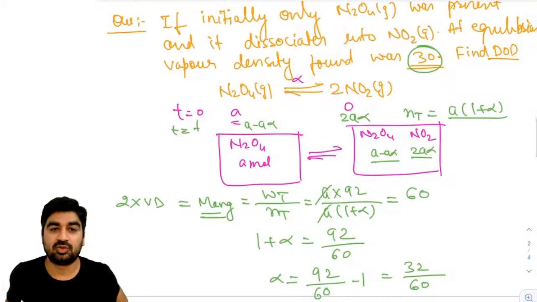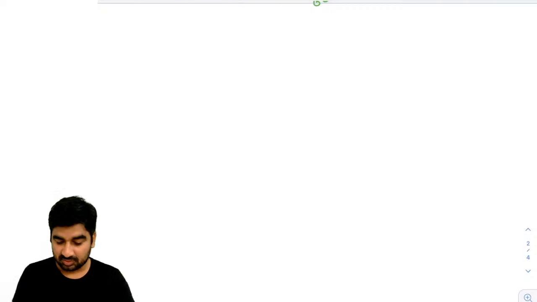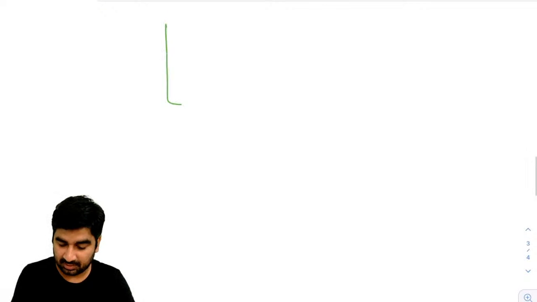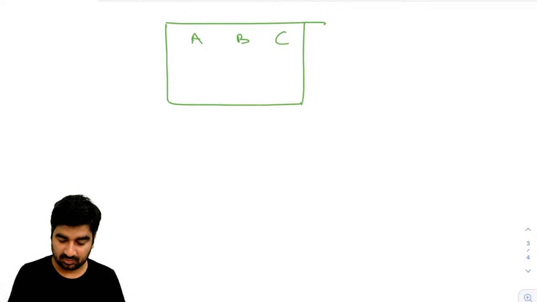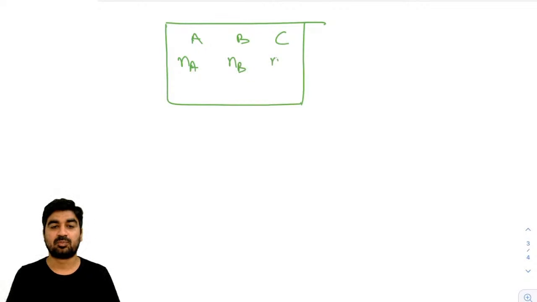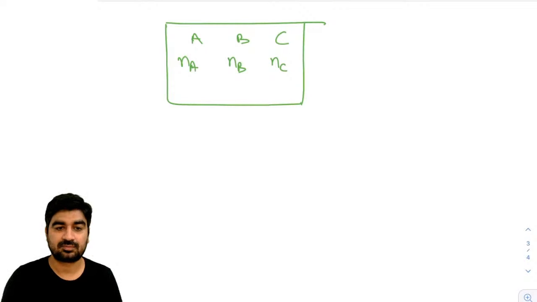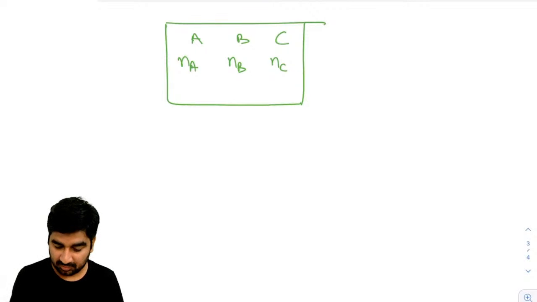Like, you know Dalton's law. And what is the Dalton law? Dalton law says, let me tell you, if there are gases A, B and C, so if there are three gases, these are moles of A, moles of B and moles of C. And when we have moles of A as well as B as well as C, what will happen?